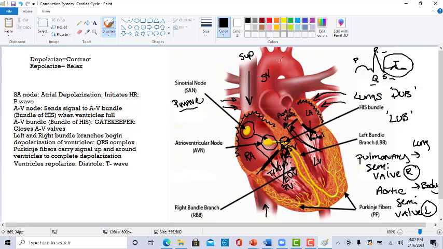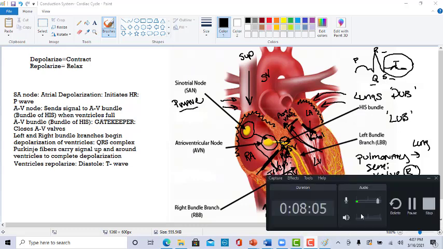So that's where you're going to get that blood volume back in, and then you're going to start this process all over again. So I hope that helped. Like I said, we'll talk about this in lecture 2, and I'll try to do a couple different series of these. But that's kind of the electrical cycle for you guys.